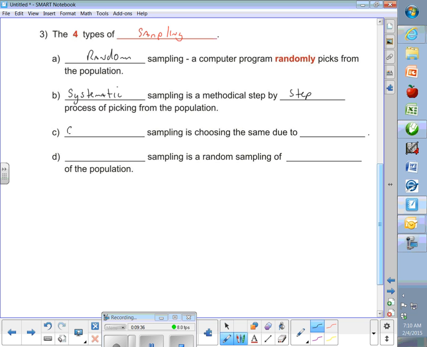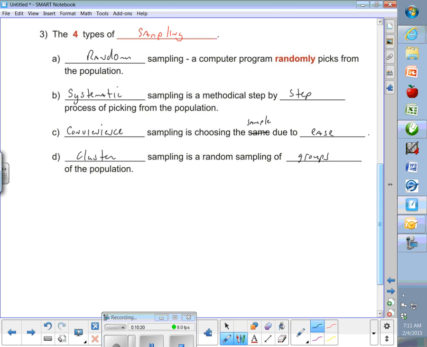Then there's convenience, C-O-N-V-I-E-N-I-E-N-C-E, convenience sampling. And that word should be sample here. First edition notes, sorry about that. Convenience sampling is choosing the sample due to ease. You say, yeah, I like that one. Yeah, I know, but it's not always the best one. And then the last one is cluster. Cluster sampling is a random sampling, so it is random. You're picking just at random, but it's sampling of groups. So cluster sampling would be a sampling of groups.